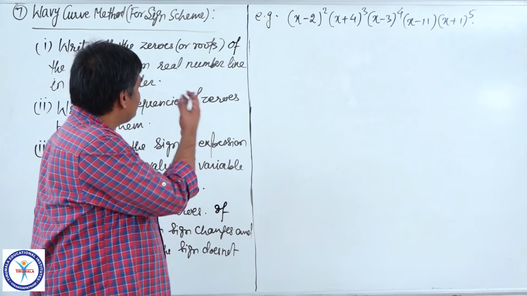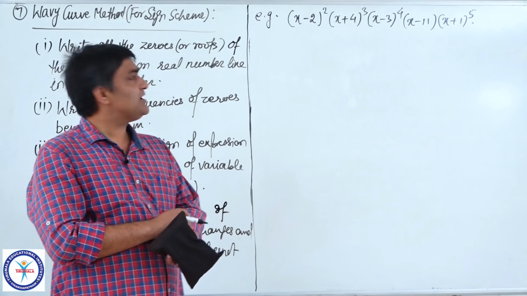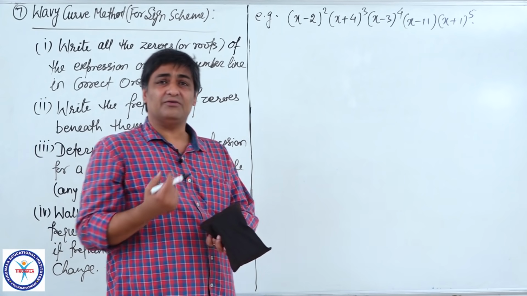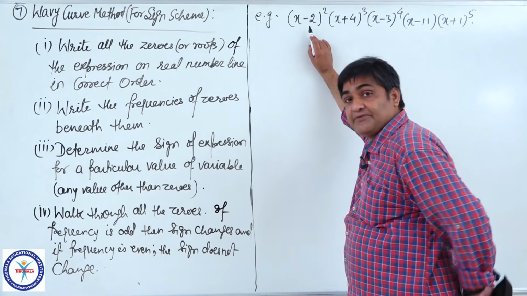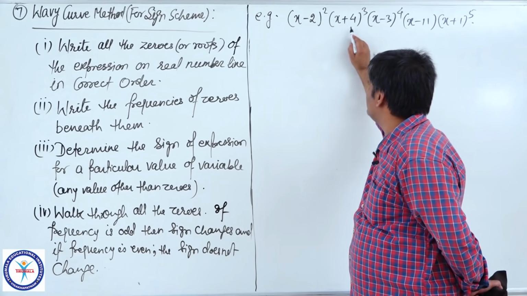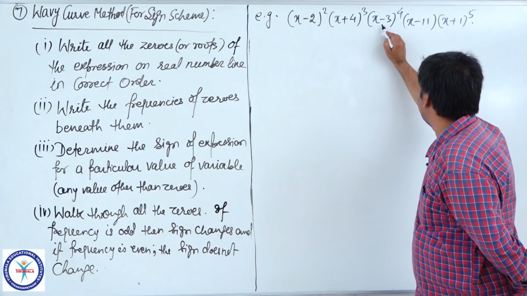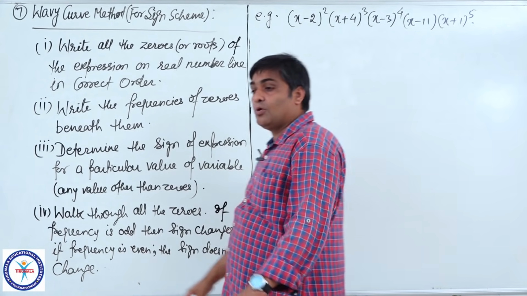If an expression is given in this manner, then we can immediately find the roots or zeros. How? From these factors, we will have roots 2, minus 4, 3, 11, minus 1. Okay?